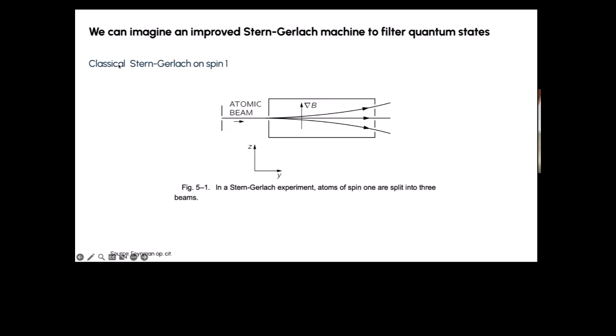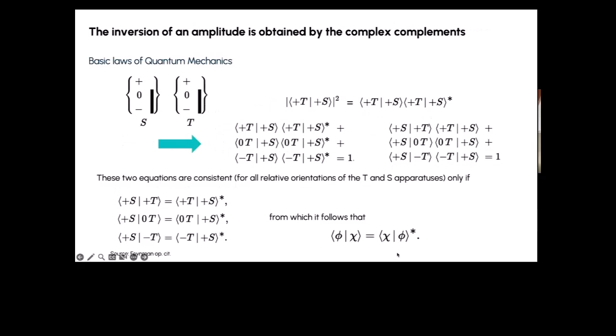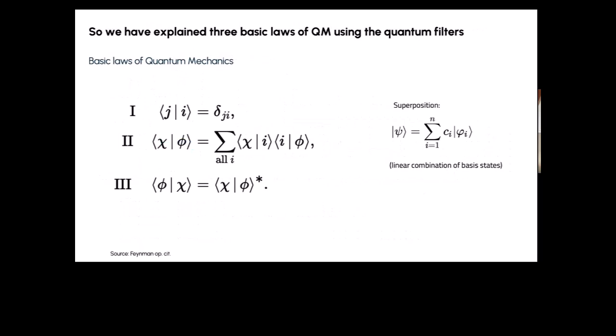And so these two equations are only consistent for all relative orientations of the T and the S apparatuses if we have these laws, if all these inverses are true. And that means that actually this amplitude is always equal to the exchanged amplitude inverted. And so these are basically, using the filters, the fundamental laws of quantum mechanics derived.